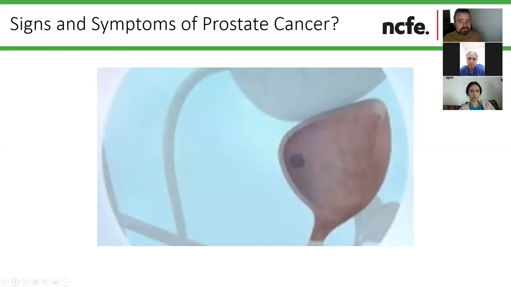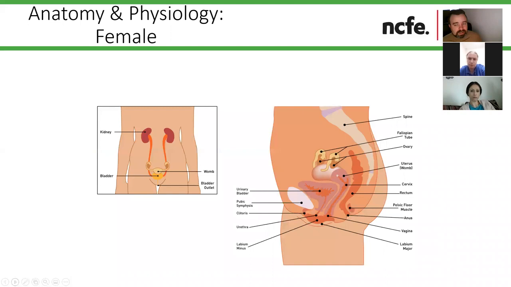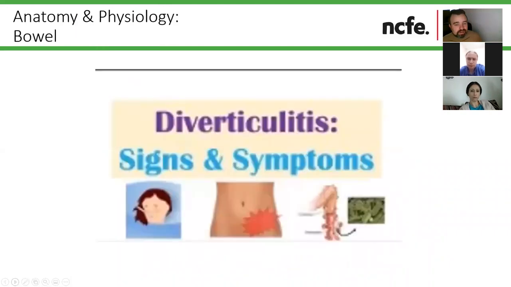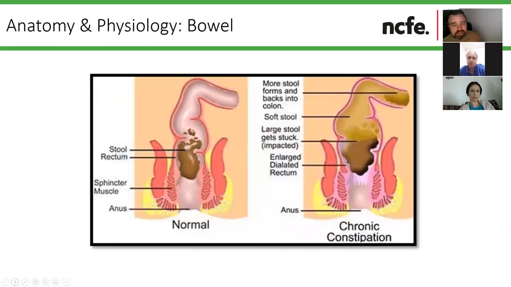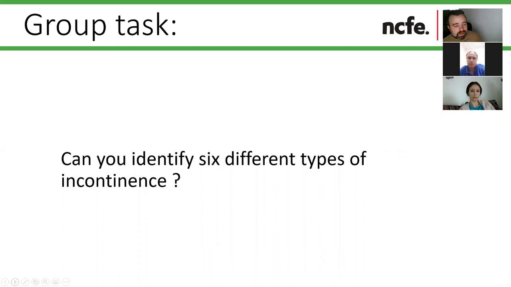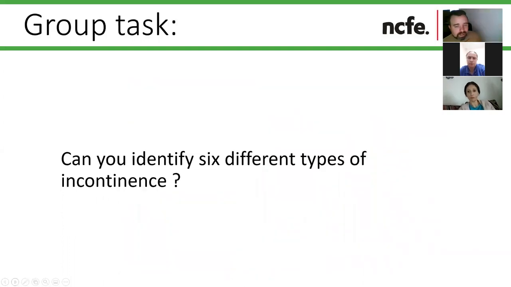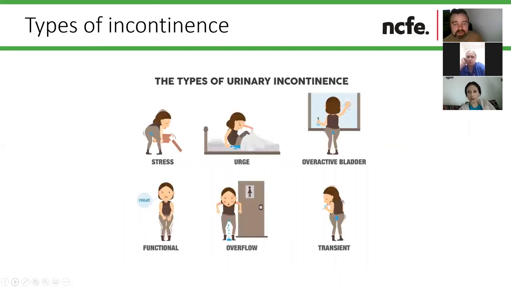Okay. Signs of prostate cancer, we don't need to know that. We've covered all of that this morning. Diverticulitis, we don't need to worry about that at the moment. That's the bowel. I think even the doctors aren't doing much for them to tell us, because we don't really know. Absolutely. So these are the six types of incontinence.